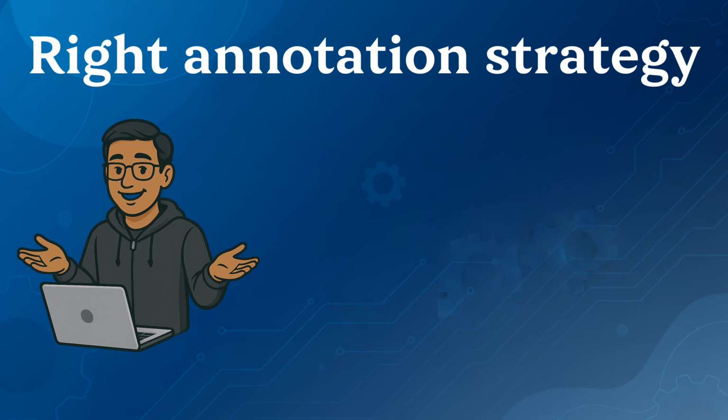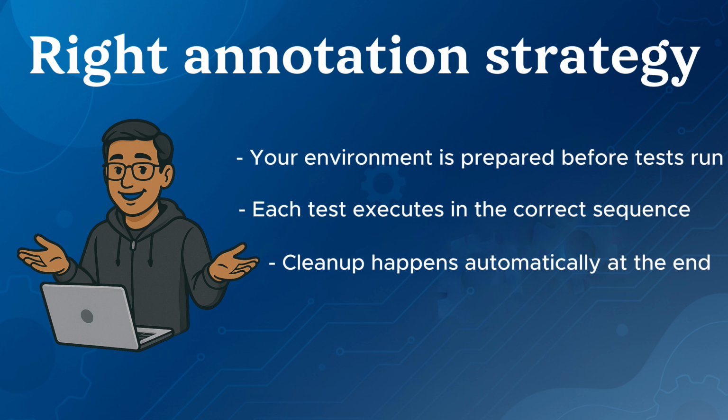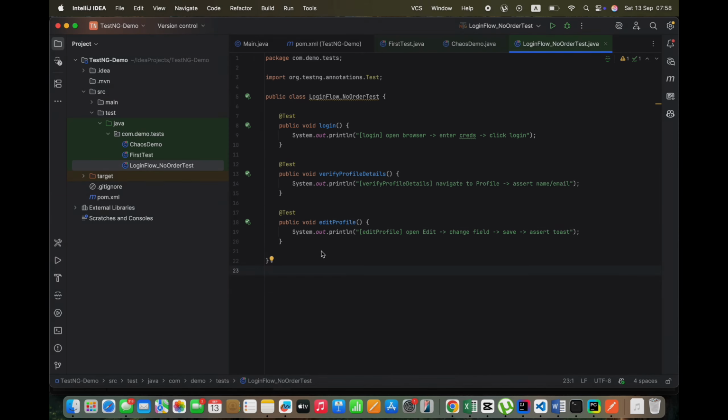But when you apply the right annotation strategy, you unlock a beautiful, predictable flow where your environment is prepared before tests run. Each test executes in the correct sequence, and cleanup happens automatically at the end. In this video, I'll walk you through the complete annotation lifecycle step by step. We'll run live code, and you'll see the exact console output so you can clearly understand how the pieces fit together.